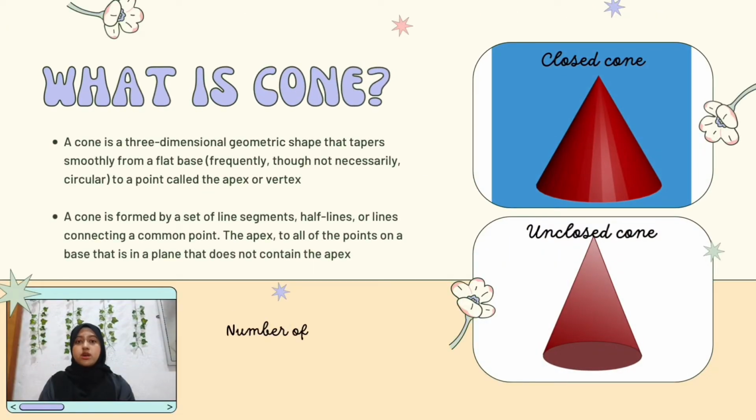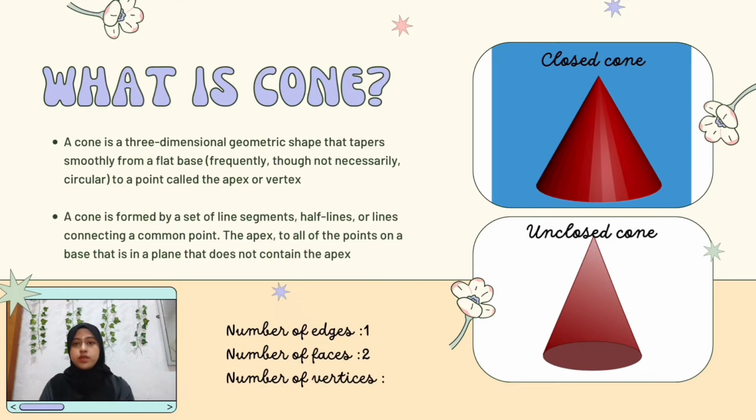What is a cone? A cone is a three-dimensional geometric shape that tapers smoothly from a flat base, frequently though not necessarily circular, to a point called the apex or vertex. A cone is formed by a set of line segments, half lines or lines connecting a common point, the apex, to all of the points on a base that is in a plane that does not contain the apex.